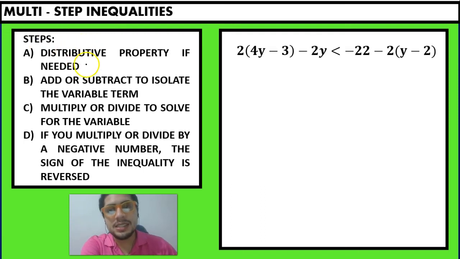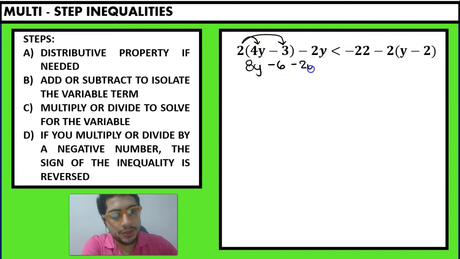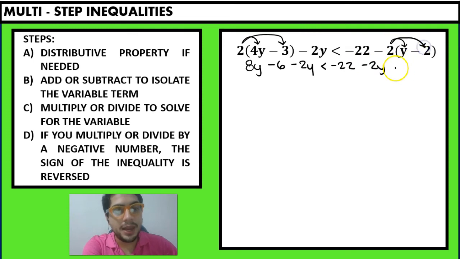The only thing that is different from a two-step inequality and a multi-step inequality is that we usually have the distributive property, like in this case. So we're going to multiply 2 times 4y and 2 times minus 3. So 2 times 4y is 8y. 2 times minus 3 is going to be minus 6. Then we have minus 2y is lower than minus 22. And then minus 2 times y is minus 2y, and minus 2 times minus 2 is going to be positive 4, because negative times negative is positive.